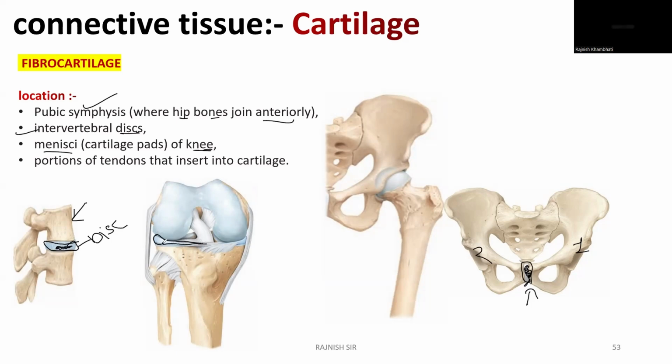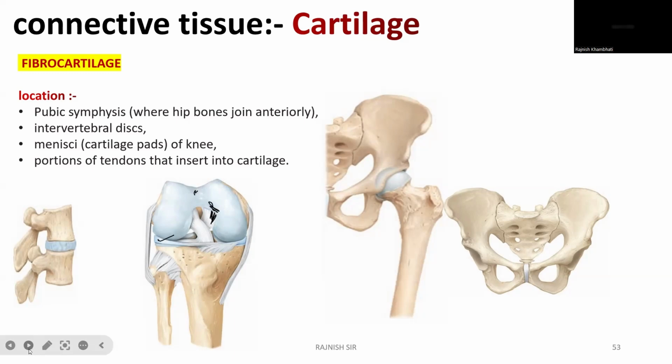This portion, which is providing padding, cushioning to this above bone, to this bone. So that portion, you can see this portion is pad of cartilage. And portions of the tendons that insert into cartilage, the same diagram, see, this is the cartilage inside, which are going inside the cartilage. So this inside portion is made up of fibrocartilage. Clear? Fibrocartilage. So it's over.